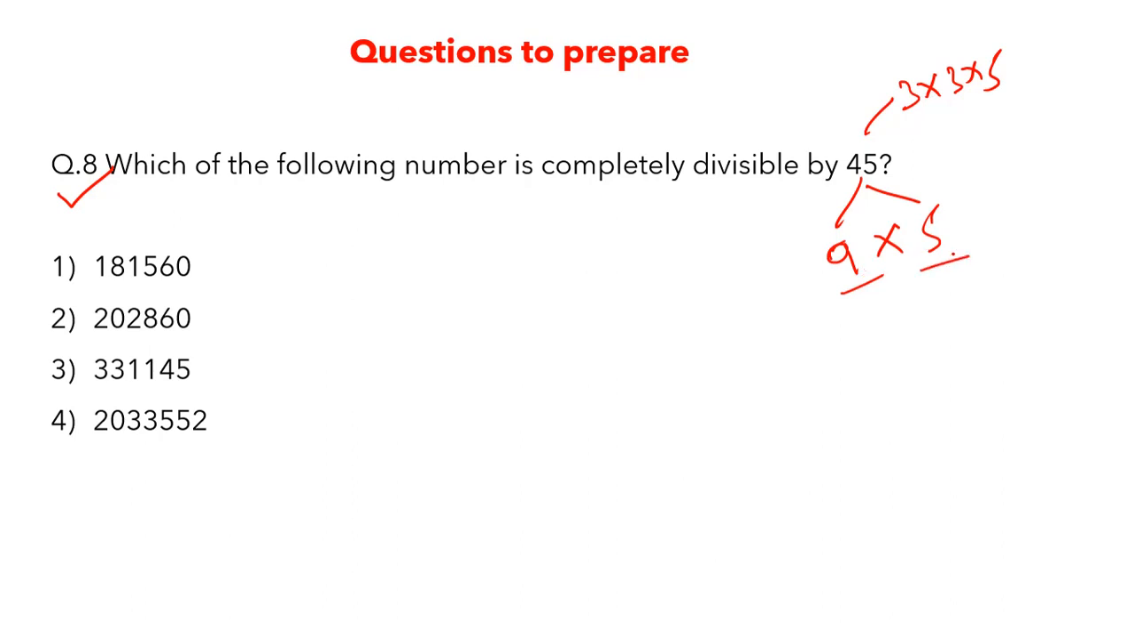So for 5 it is pretty simple. If the last digit is 0 or 5, it means the number is divisible by 5. So this number is not even having 0 or 5, so that is for sure not divisible by 5. Then you can simply say that it won't be divisible by 45. So you have to check for these numbers now, and just comment your answer, whatever it is.